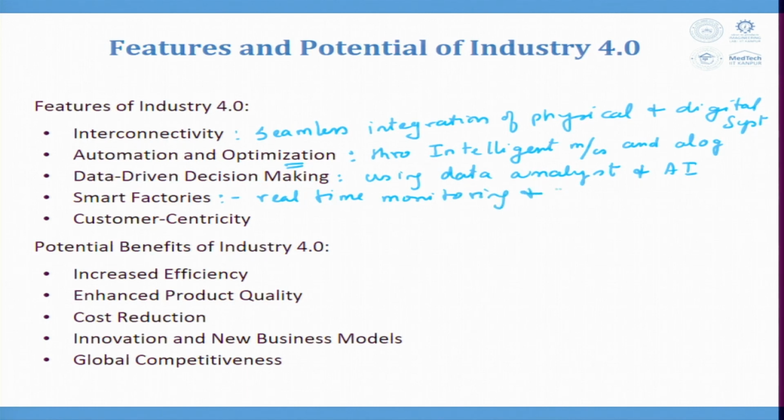Smart factories, it is for real time monitoring and control. Why is that very important? Because there are two types of market. One is called the pull market, the other one is called the push market. Pull market means there is an unmet need, so you are trying to pull the product from the factory. Push market means you have developed a product and you are trying to push it into the society. When we talk about social innovation, we always look for pull market.